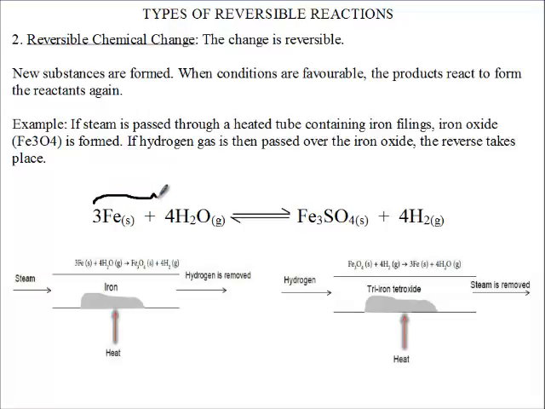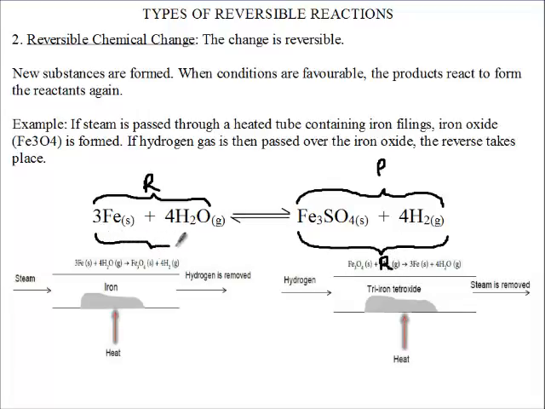So in the forward reaction, these are our reactants. In the forward reaction, these are our products. In the backward reaction, these will then become our reactants. And then in the backward reaction, these will then become our products. So reactants will give us products, forward reaction. Backward reaction, products will then give us reactants. So it keeps on going in a cycle. But the main difference is that here a new substance is formed.